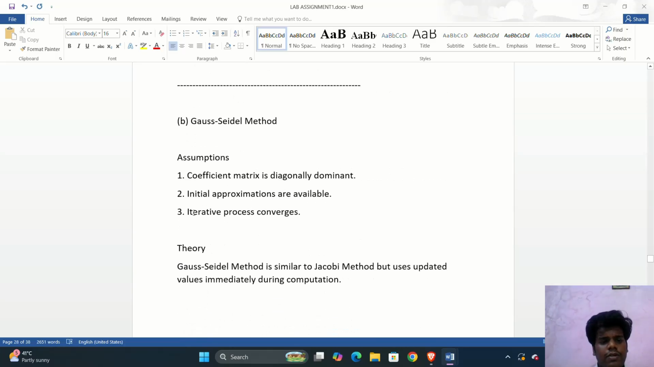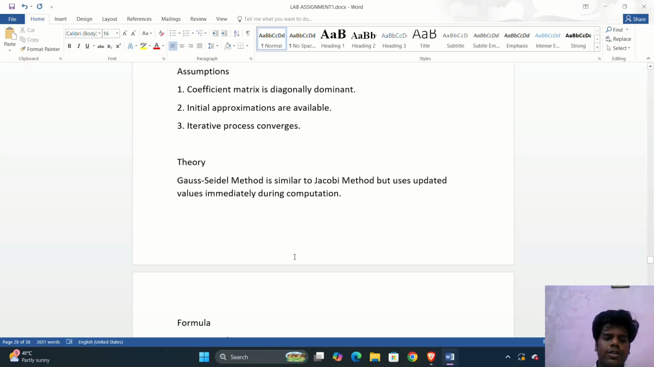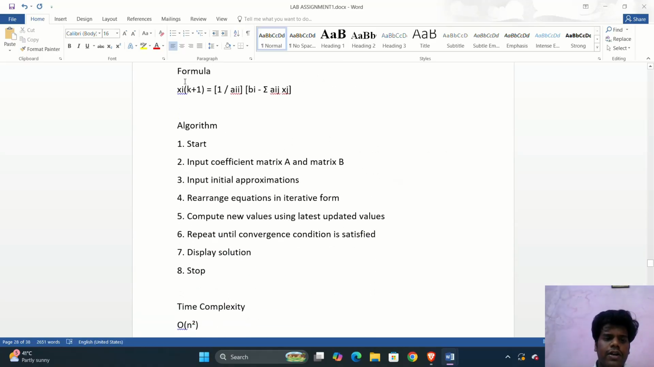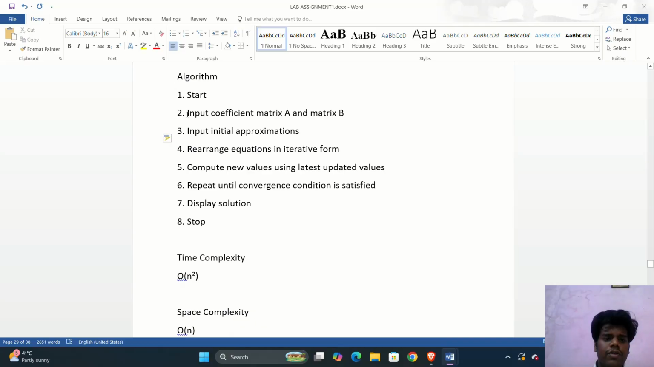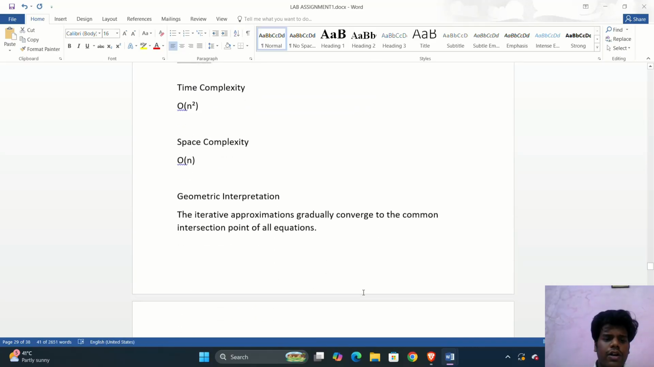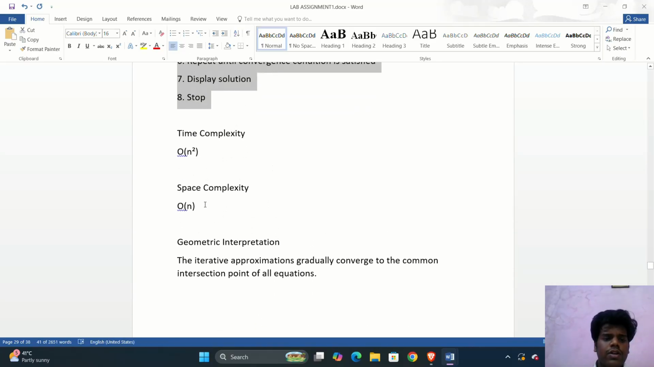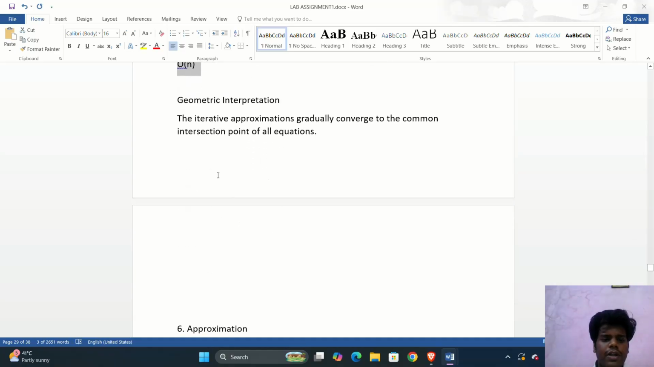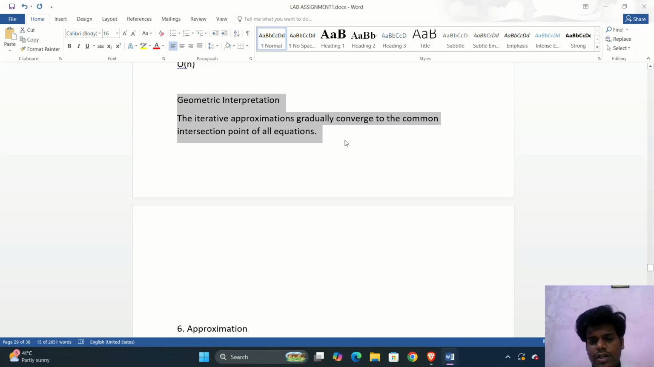Now we have the Gauss-Seidel method. The coefficient matrix is diagonally dominant, initial approximations are available, and the iterative process converges. Now the formula for that, and now we make the algorithm; that was the algorithm. Now time complexity O(n square), space complexity O(n). Geometric interpretation: the iterative approximation gradually converges.